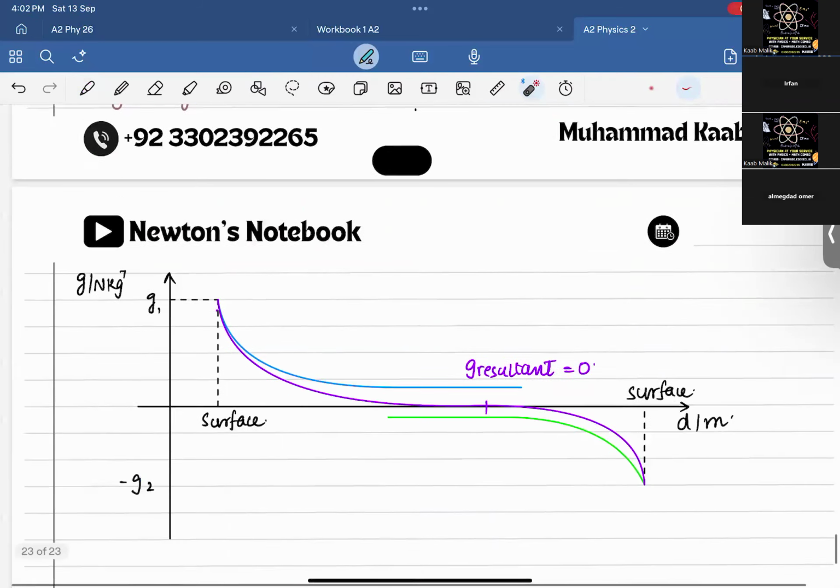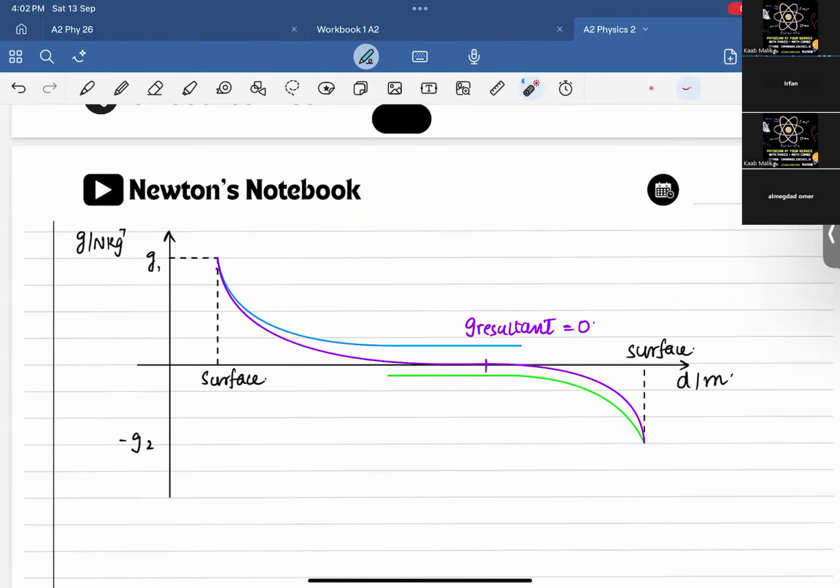And you should know that if the two masses were equal, then this point would be in the center, okay? And the two gravity values would be exactly the same, right? But for now, this is not the case, because we have two different masses, okay?